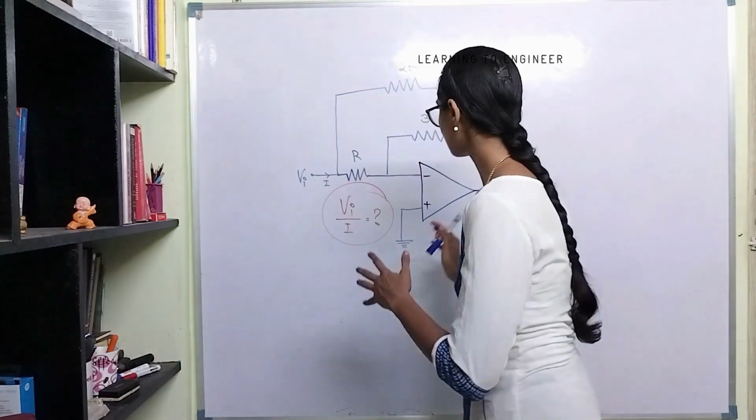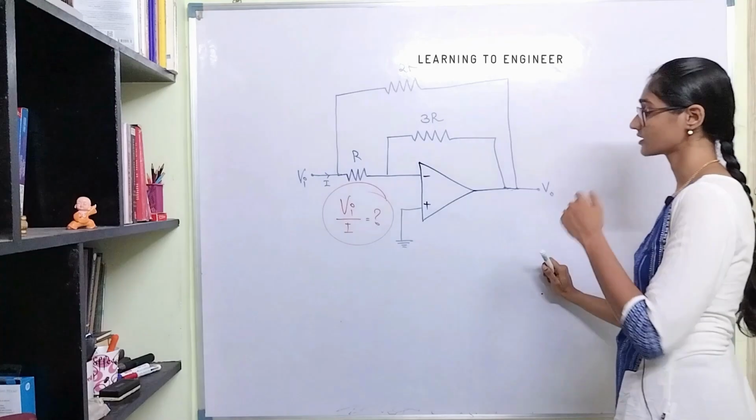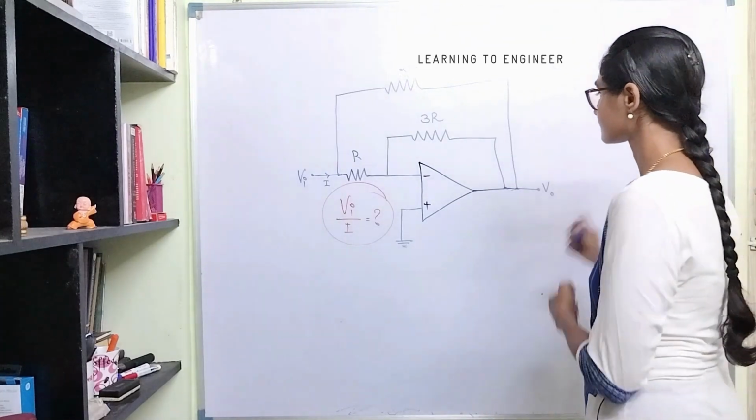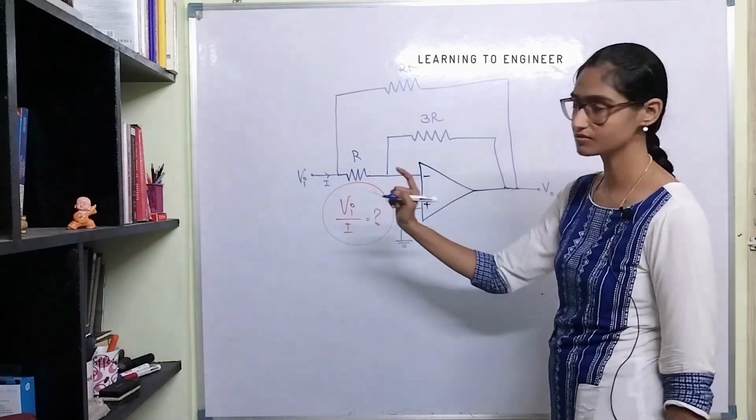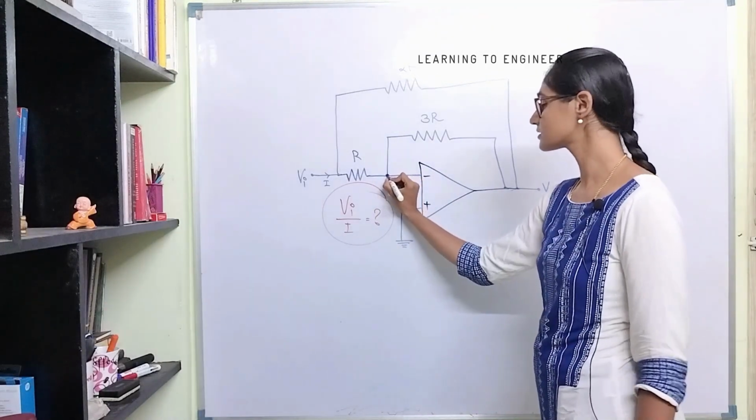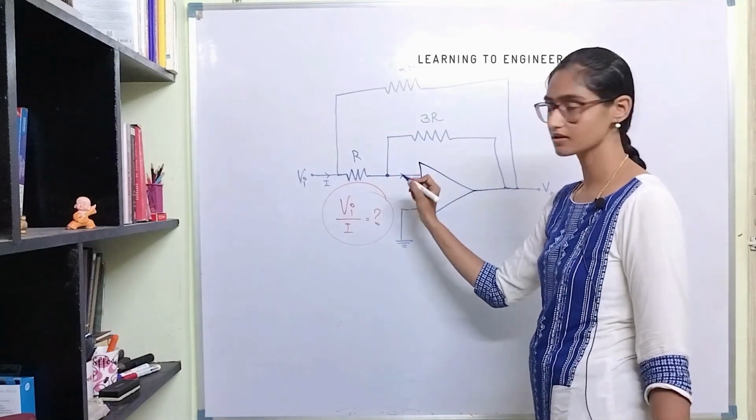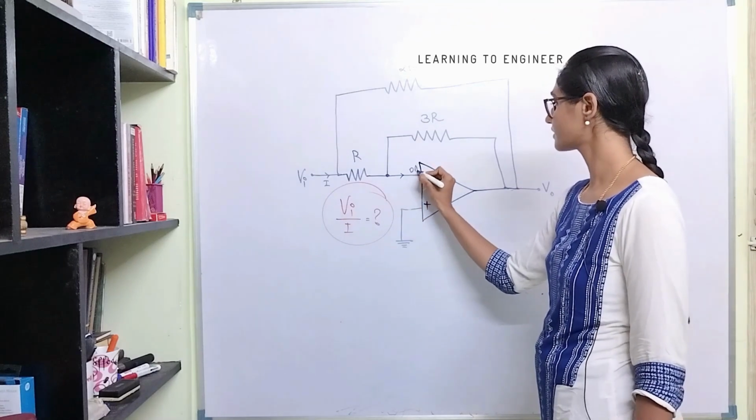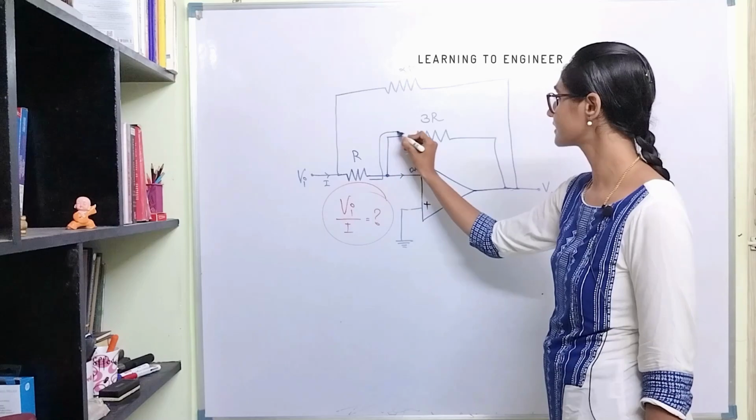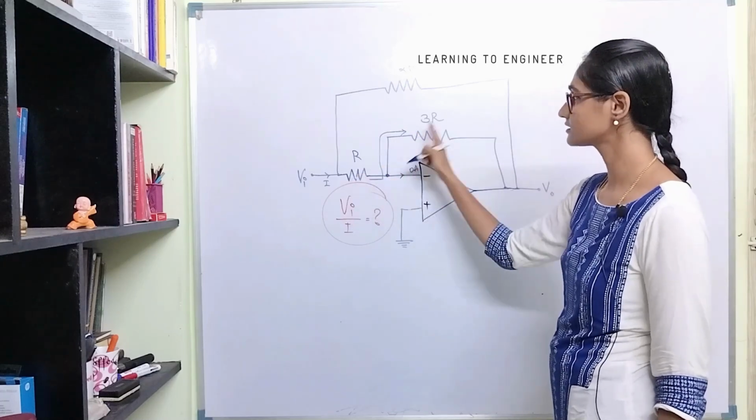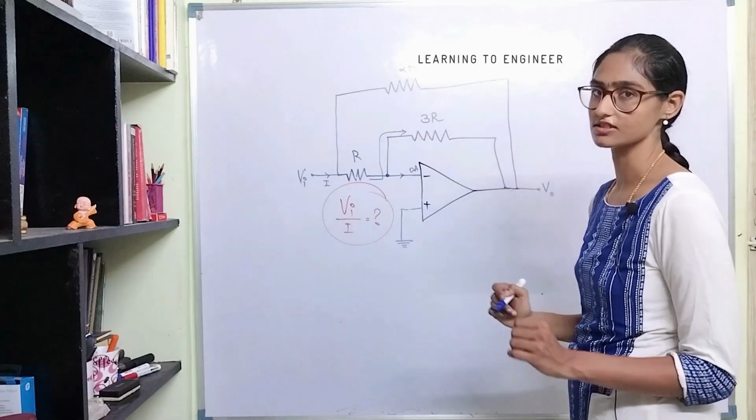Okay, so now let's solve this problem. Let's first find out V0 in terms of Vi. So at this node, as usual, by virtual ground concept, 0 ampere is flowing into the inverting terminal. So this current directly enters into 3R and hence these both are in series connection.